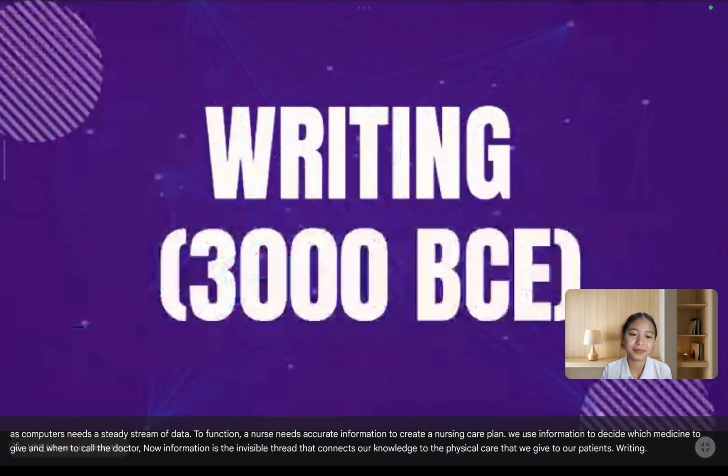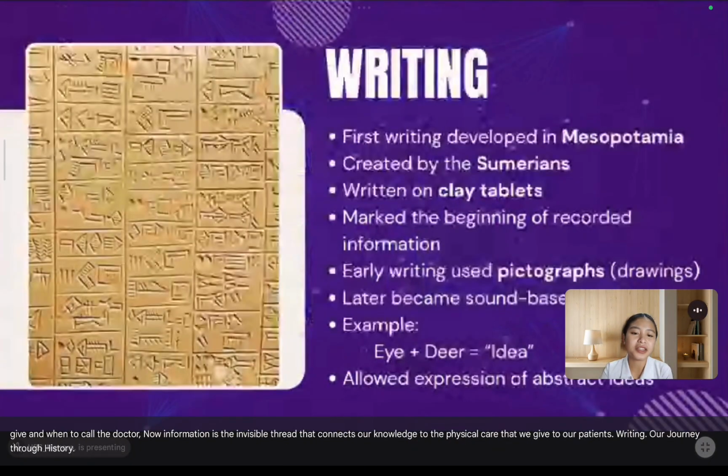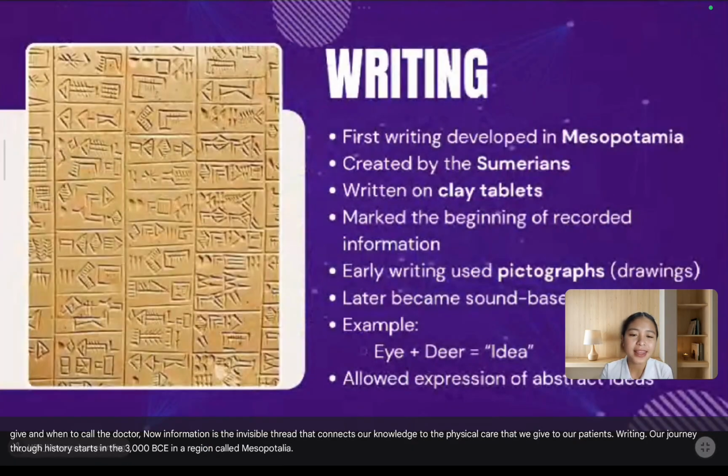Writing. Our journey through history starts in 3000 BCE in a region called Mesopotamia. This was the birthplace of the first writing system developed by a group of people known as the Sumerians.